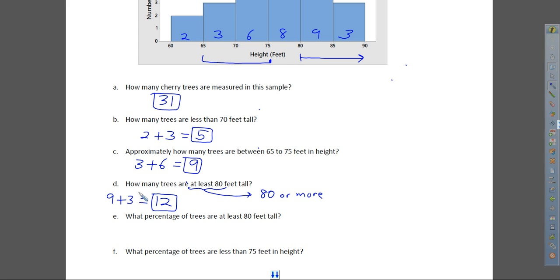Now another way this question could be asked: what percentage of trees are at least 80 feet tall? So revisiting percentages, remember the percentage is the number of things that you're looking at over the total that you have. If I said what percentage of the class are male, you would say that's how many males there are divided by the total number of students in the class. The same thing here: how many trees are at least 80 feet tall? Well, we have 12 trees over a total of 31 trees.